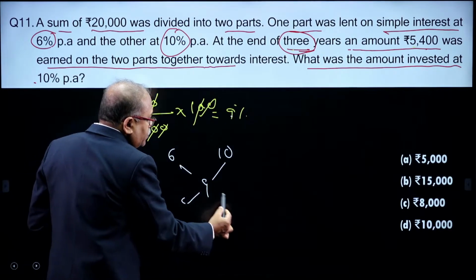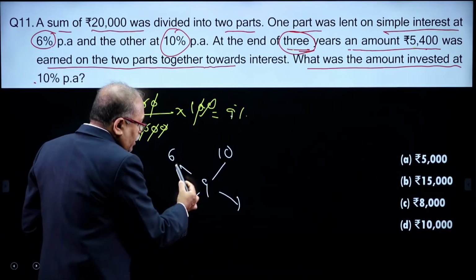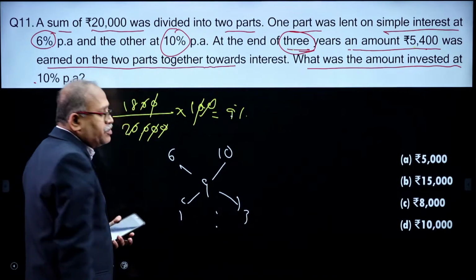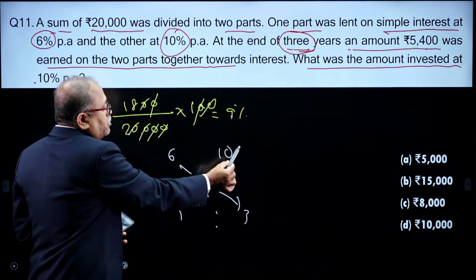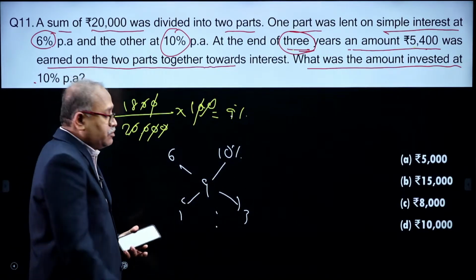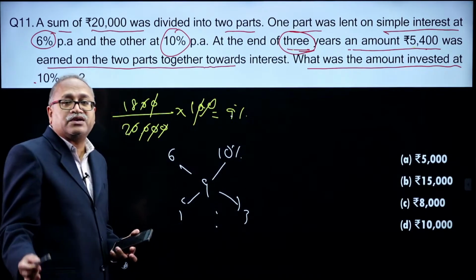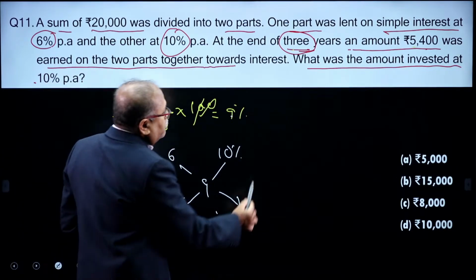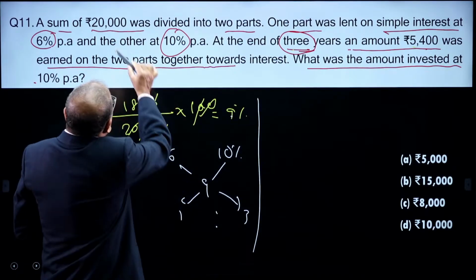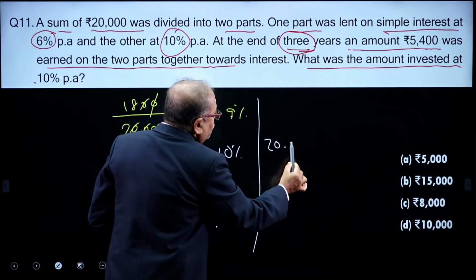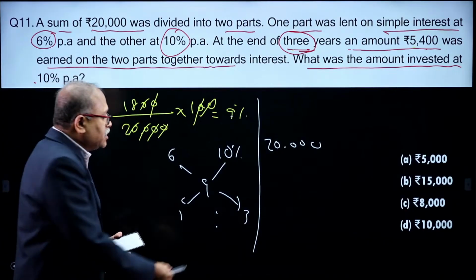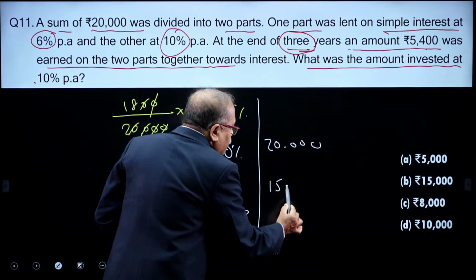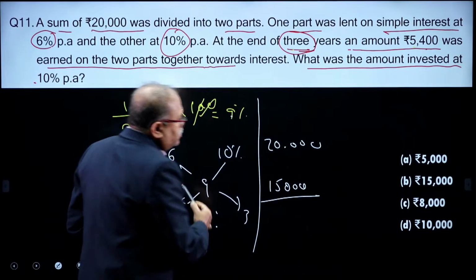So, here it is 1 and here it is 3. So, capital ratio 1:3, and I need this 10%, how much is invested at 10% per annum, that means out of 4 parts I need 3 parts. So, quickly Appal Naidu must have calculated that this 20,000 is there. So, I know if it is 4 parts, then 1 part is 5,000, then 3 parts is nothing but 15,000. That's the answer.